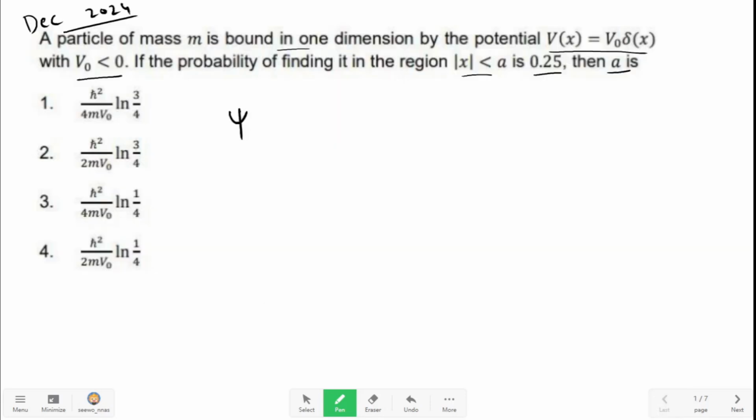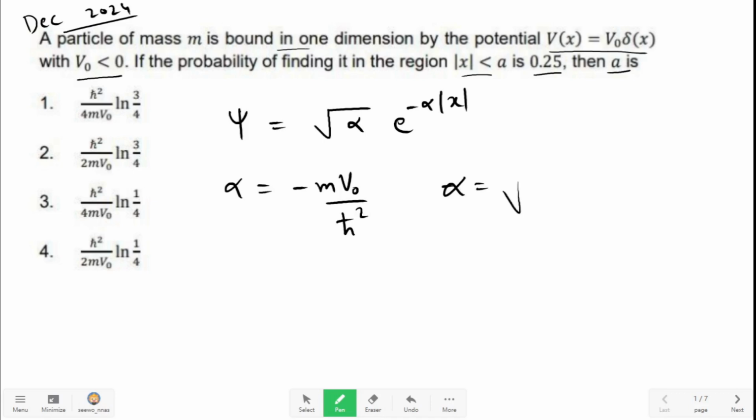Now the wave function for attractive Dirac delta potential is root alpha e raised to minus alpha modulus of x, where alpha is equal to minus m V naught divided by h bar squared, or alpha is equal to root of minus 2mE divided by h bar squared. Now do not think that there is a negative sign inside the root, because E is negative. E is negative for bound state.